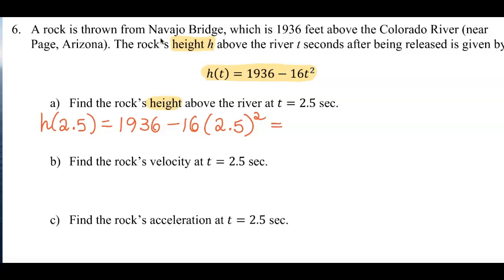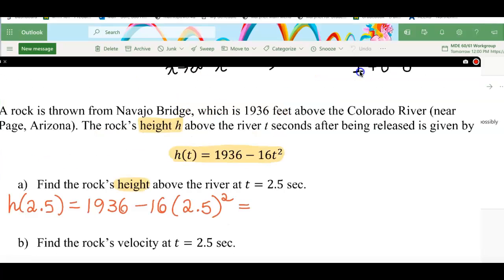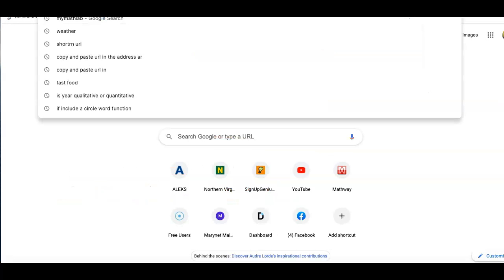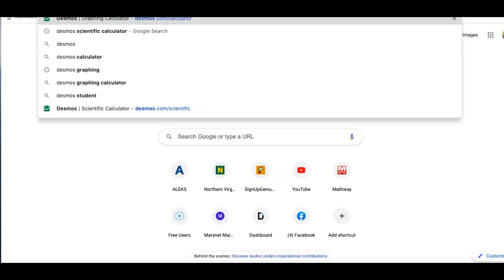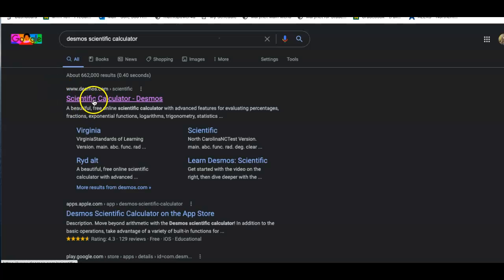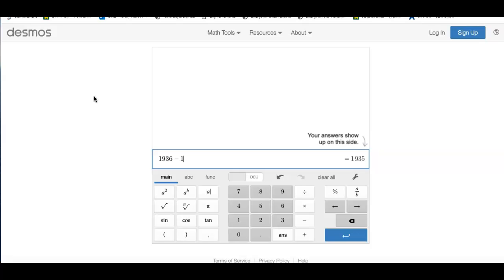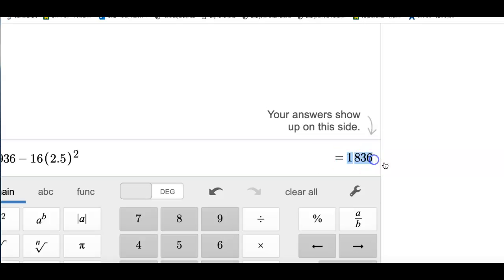And I'm going to my calculator somewhere online. Looks like my email is open, so I may just have to open another tab. All right, hold on. What was I going to search? Oh, Desmos Scientific Calculator. Okay, let's type in 1936 minus 16 times 2.5 squared. That comes out to be 1836.